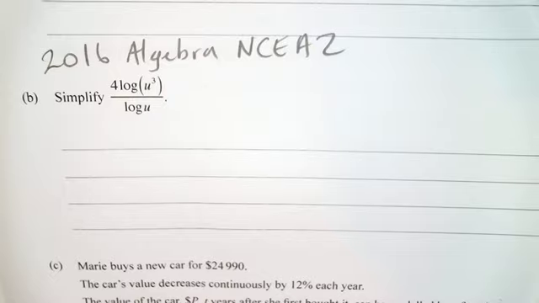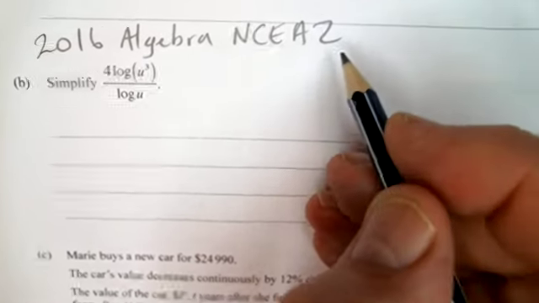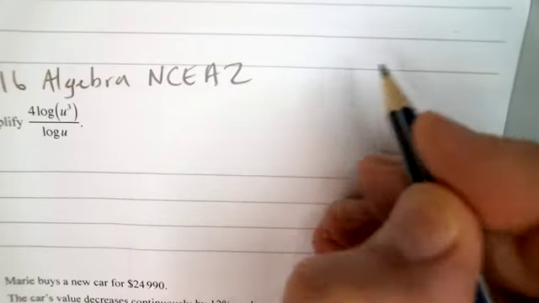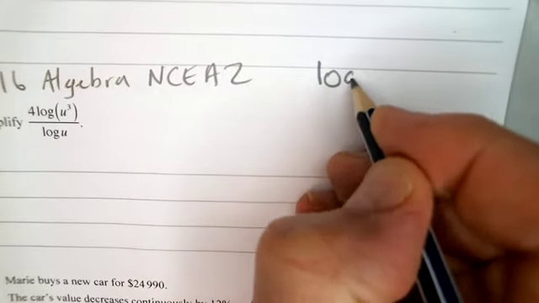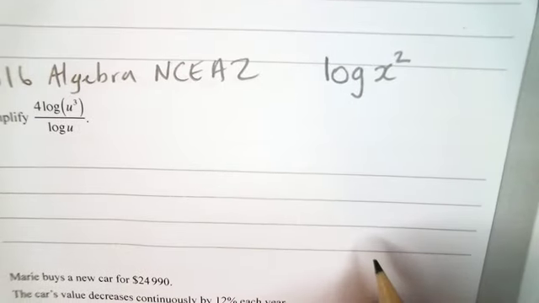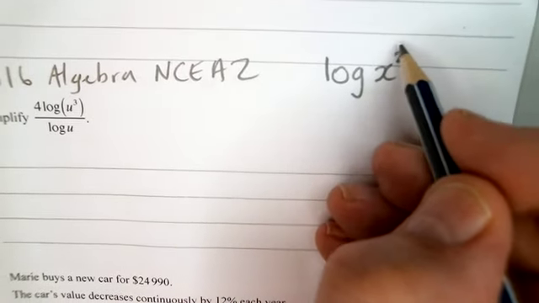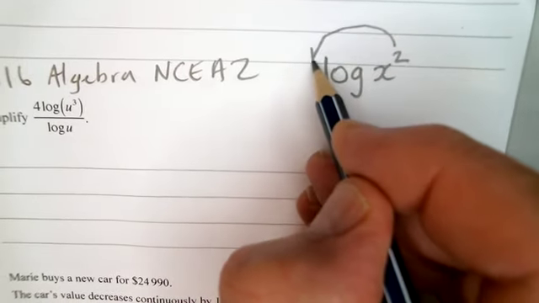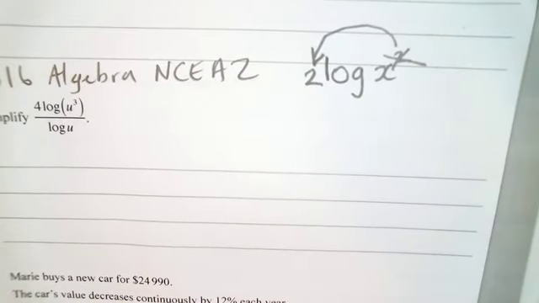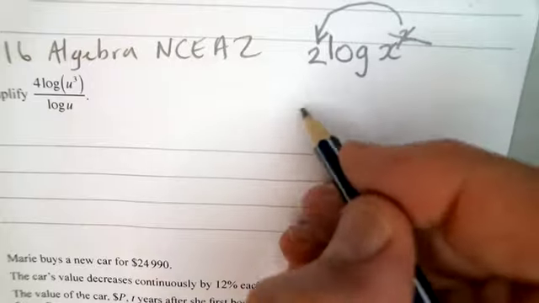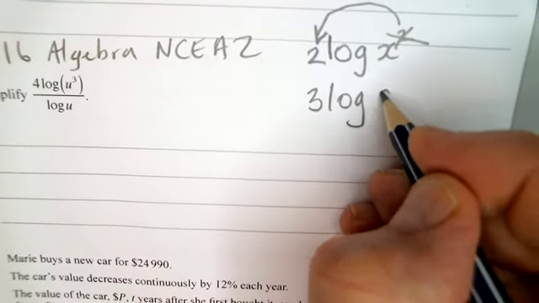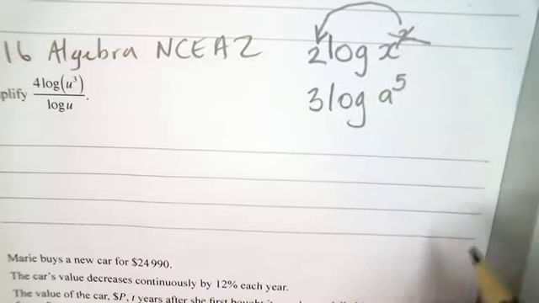And we just use a very simple principle here, that wherever you have a question to do with logs, and you've got, let's say, for example, log x squared, then the 2 we could remove from there and it just becomes the coefficient and becomes 2 log x. Same, of course, if I had, let's say, 3 log a to the 5.